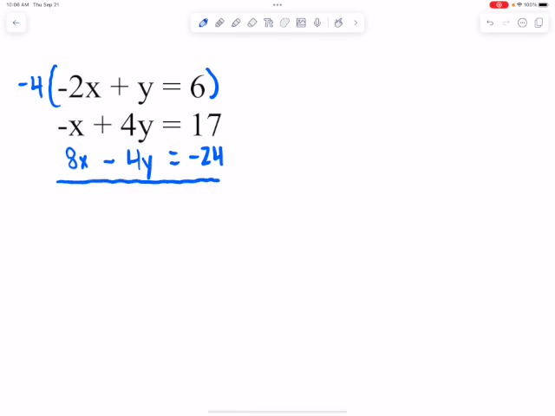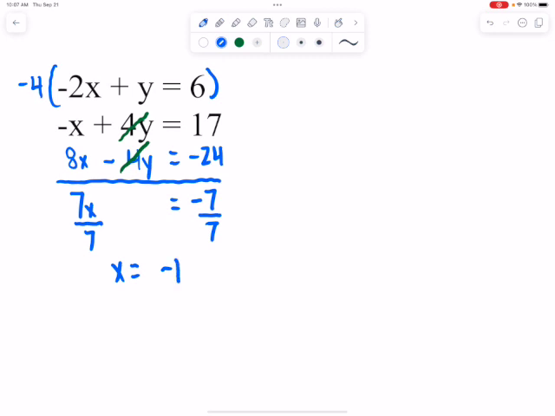Now that we have opposites, we add these equations together. The plus 4y and minus 4y will cancel each other out. -x plus 8x is a positive 7x. Equals, on the right side, 17 minus 24 is -7. To finish and get x by itself, we divide both sides by 7. Leaving us with x equals -1.